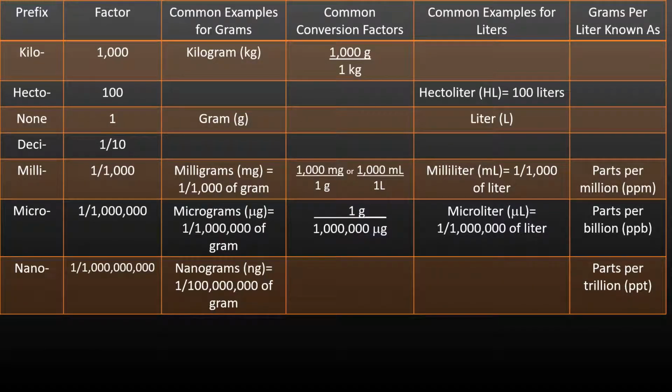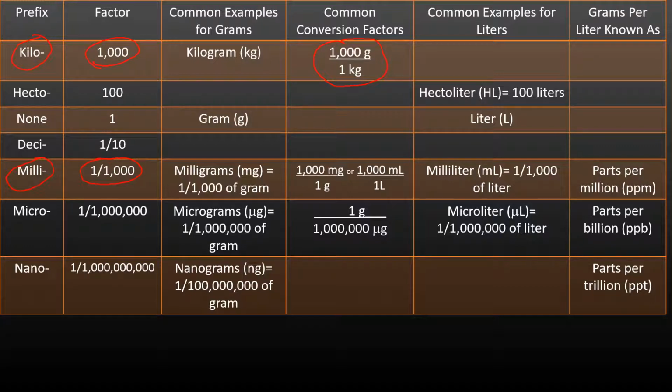The first thing that's important is to think about the prefixes that are used in wine. The important ones to know are kilo and milli. Those are the most important ones, and both are a factor of 1,000. Kilo is 1,000 times something, so a kilogram is 1,000 grams. If you're going to convert between grams and kilograms, here's the conversion factor: 1,000 grams equals 1 kilogram. Milligrams, on the other hand, are 1/1000th. A milligram is 1/1000th of a gram.